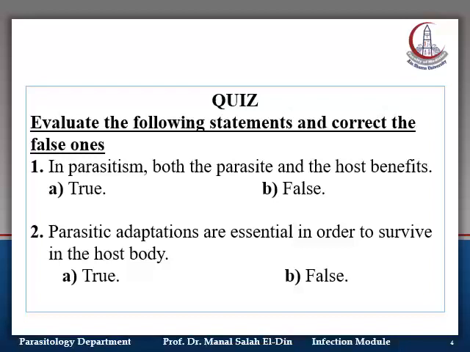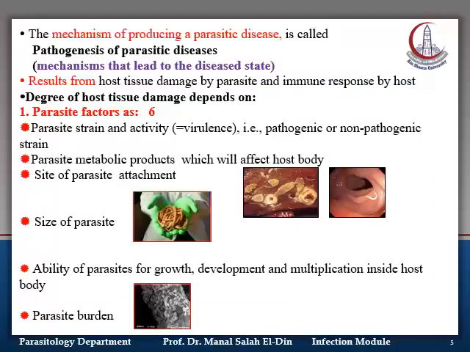In this part of the lecture, we're going to talk about the pathogenesis of parasitic disease, the mechanism of producing a parasitic disease, or the mechanism which leads to the diseased state. Okay, it results from both points we've mentioned, the host tissue damage plus the immune response by the host. The degree of host tissue damage depends on parasite factors and host factors.